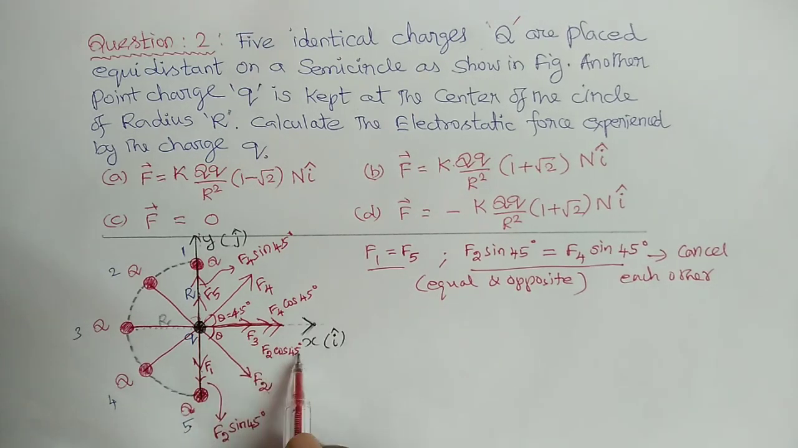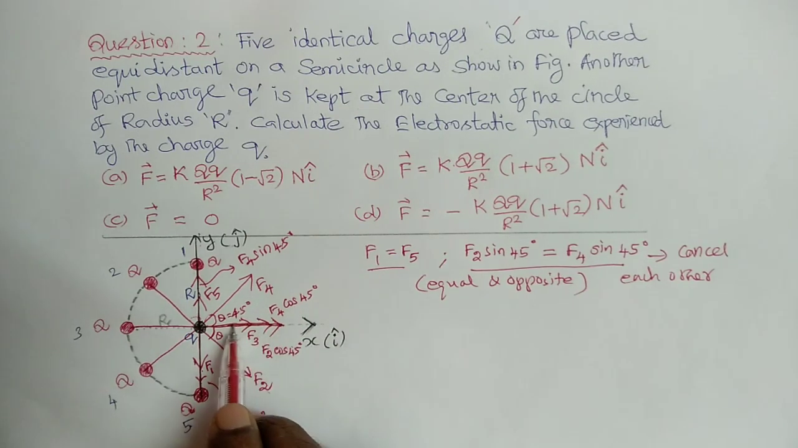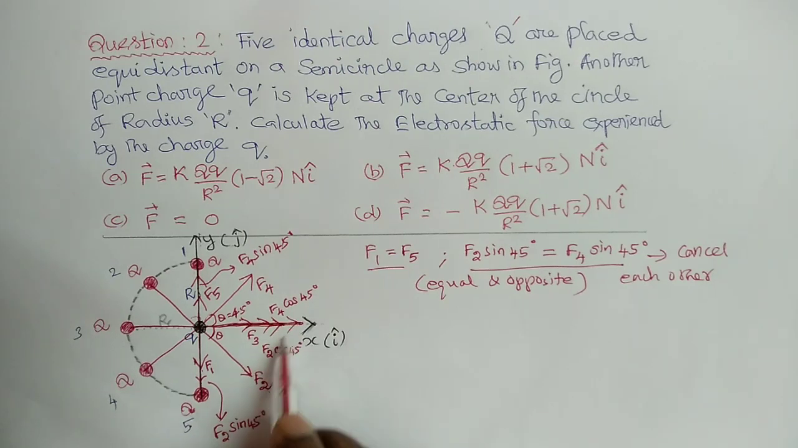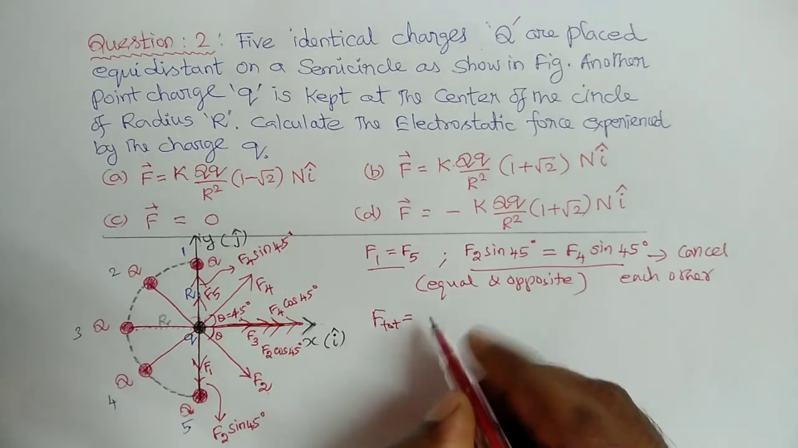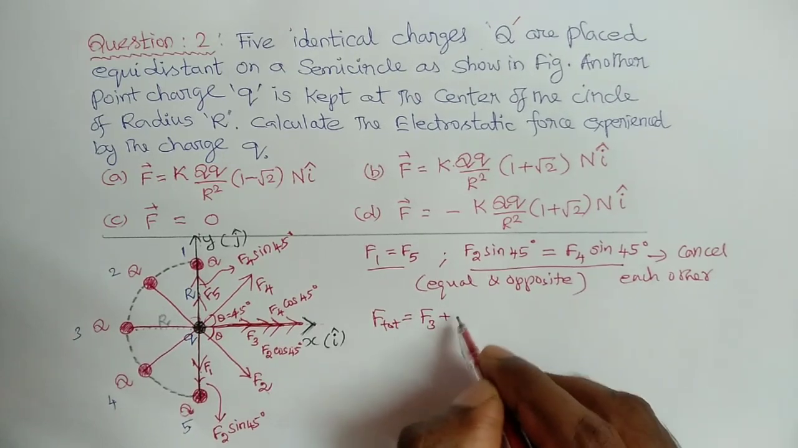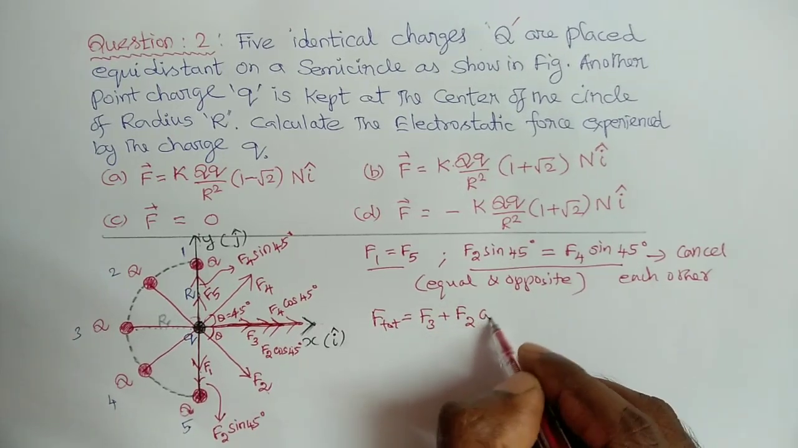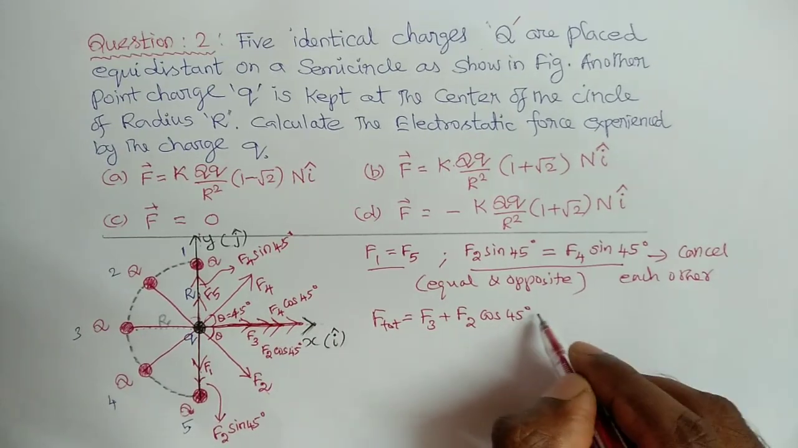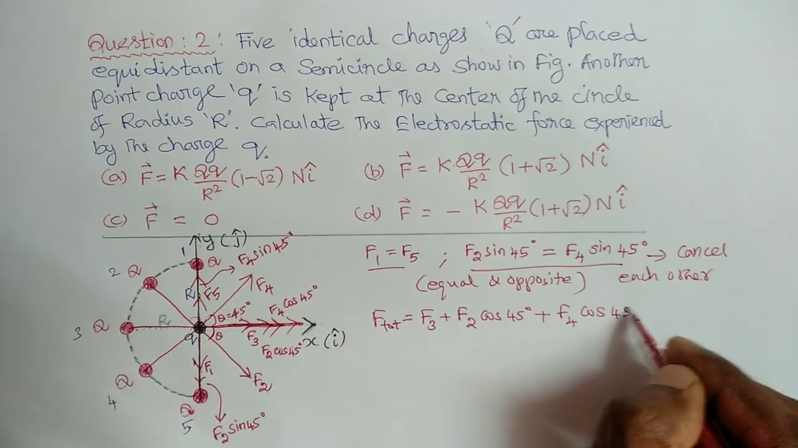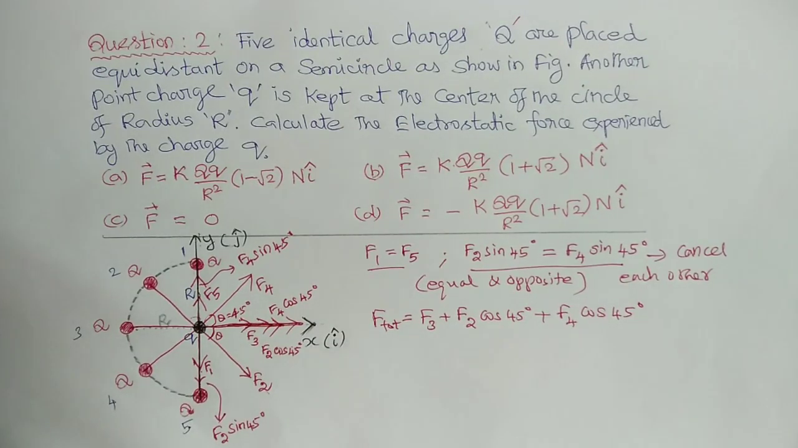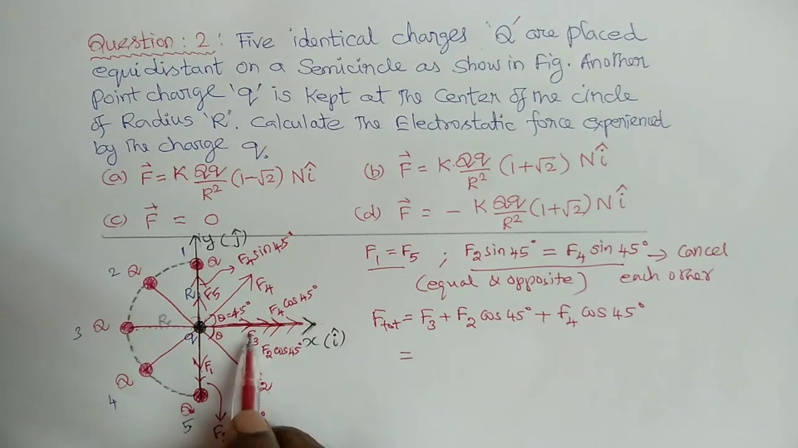Okay, so what about the remaining component? F3, F2 cos 45 degree, F4 cos 45 degree, all the three components lying on the same directions. So which are added together. So we'll write the total force F total, which is equal to F3 plus F2 cos 45 degree plus F4 cos 45 degree.